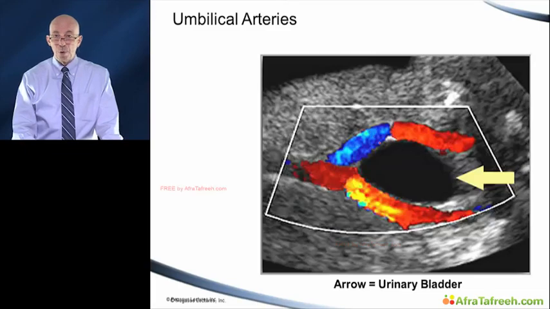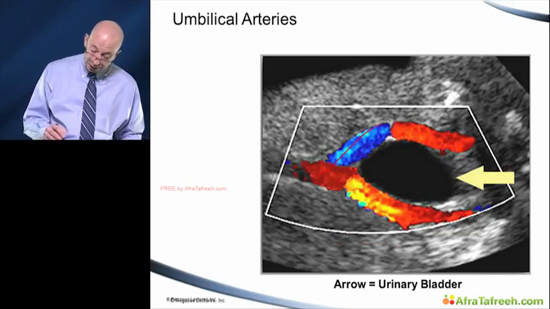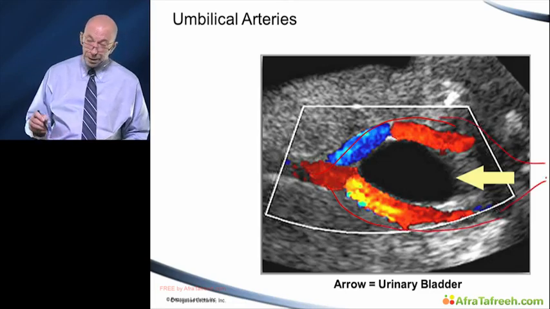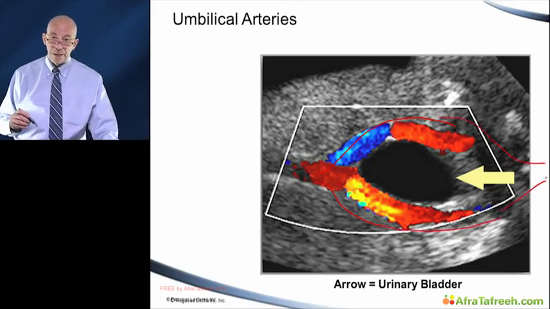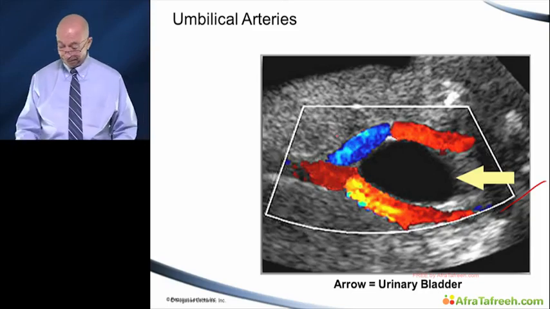This is an example of normal paired umbilical arteries. As I mentioned, they course lateral to the urinary bladder, and the paired arteries will then exit the fetal abdomen, enter the umbilical cord, and take deoxygenated blood to the placenta.